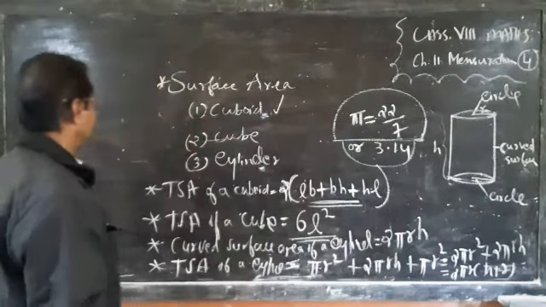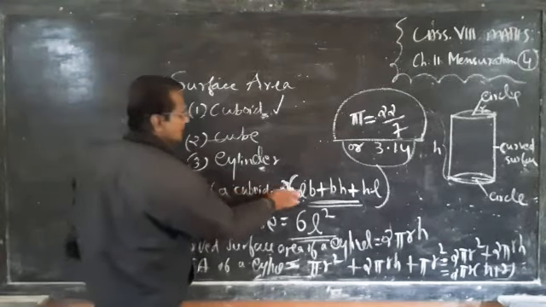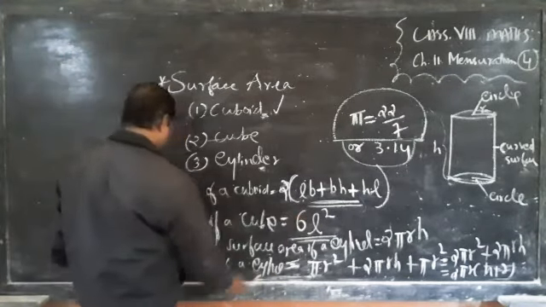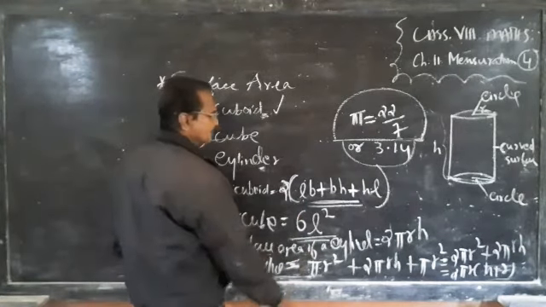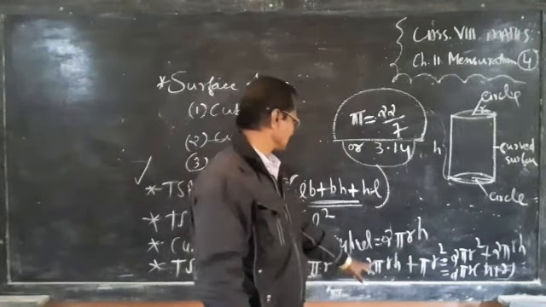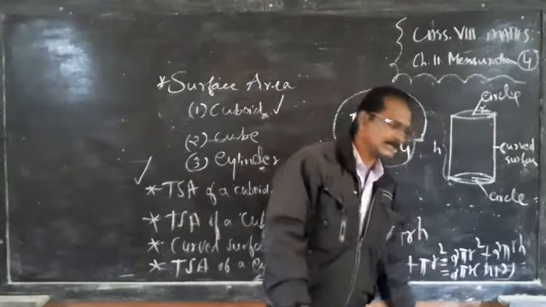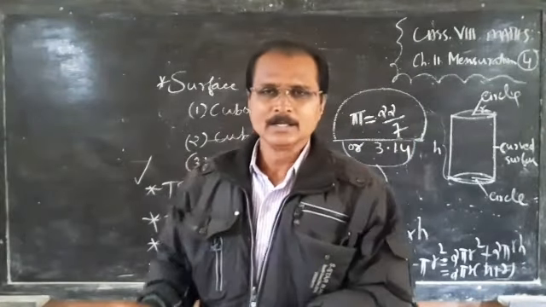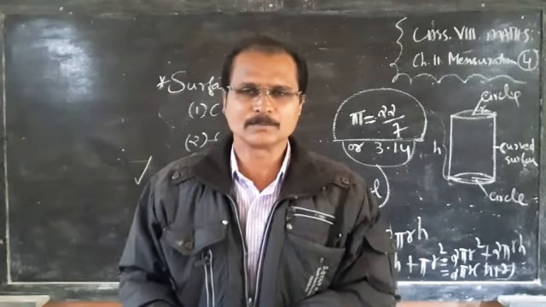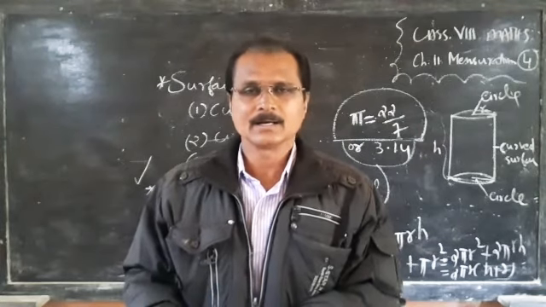So please write down this whole formula. Total surface area of a cuboid equals 2(LB plus BH plus HL). Total surface area of a cube equals 6L square. Curved surface area of a cylinder equals 2 pi RH, and total surface area of a cylinder equals pi r square plus 2 pi r h plus pi r square, that is 2 pi r square plus 2 pi r h, that is 2 pi r into (h plus r). Okay, so memorize. Please complete all these formulas and write them at least 10 to 15 times in your rough book and read and memorize them.